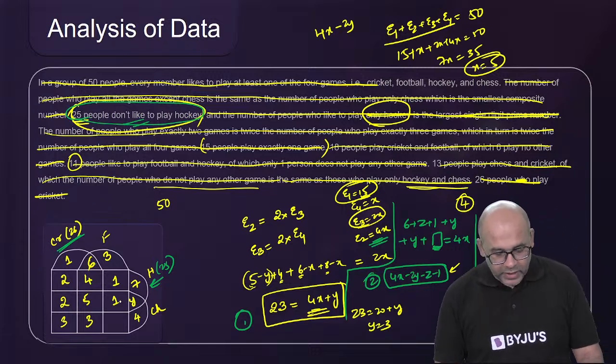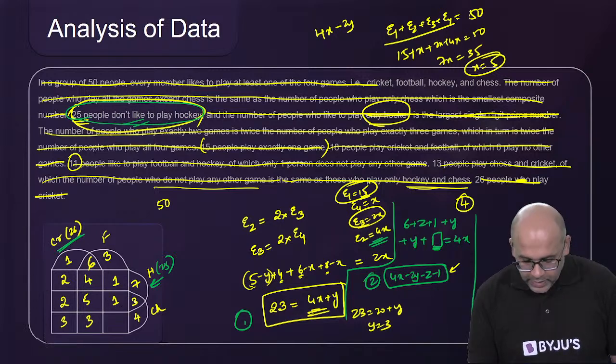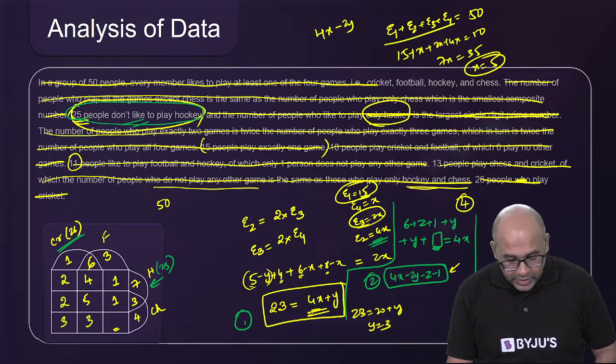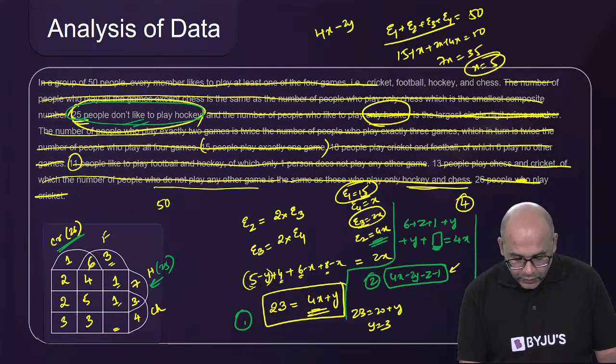Now if you notice, everything is filled. By the way, we already got y is 3. So let me put this value also. Y is 3. And then you are only left with this value over here. How much is that? Please add everything. It should add up to your 50. So this should be 5.